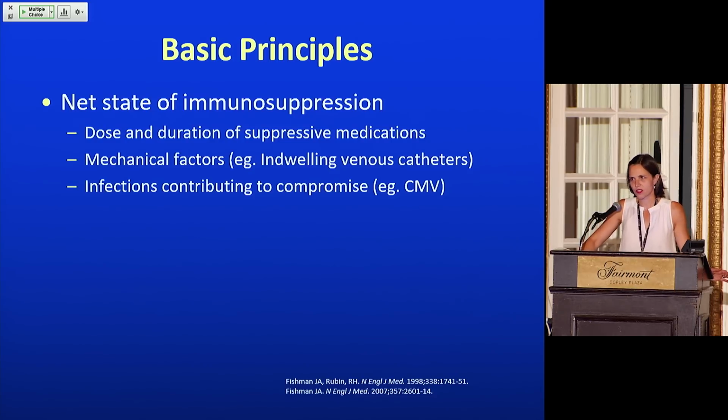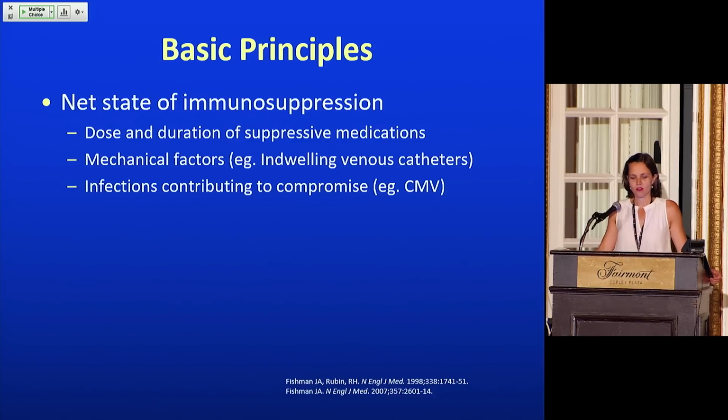So one of the cornerstones of their argument is that you need to know the net state of immunosuppression of the patient. So this includes knowing the dose and duration of immunosuppressive medications, like how much prednisone for how long. In this day and age of monoclonal antibodies and biologics, you also need to think about things like rituximab. How long ago did they get that, if they got that for antibody-mediated problems, because that one can last longer. So it's a little more nuanced now than it used to be with biologics that can hang around for a long time.